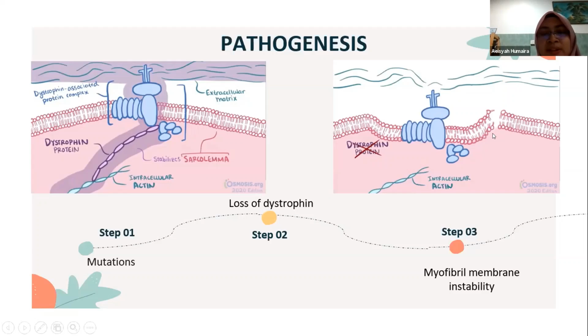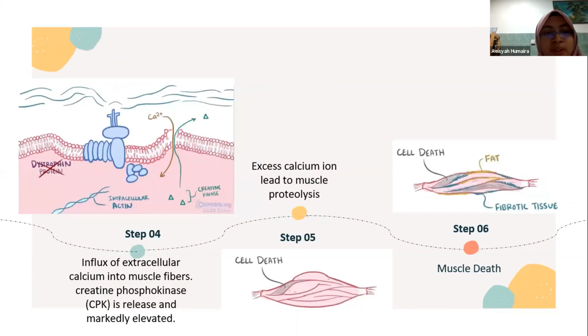So the muscle membrane will be damaged. After it is damaged, it will permit the pathological entry of extracellular calcium, and then it will release creatine kinase into the blood circulation. On the other hand, the inflammatory mediators in the dystrophic muscle may also increase the inducible nitric oxide synthase, which results in excess calcium ion that leads to muscle proteolysis.